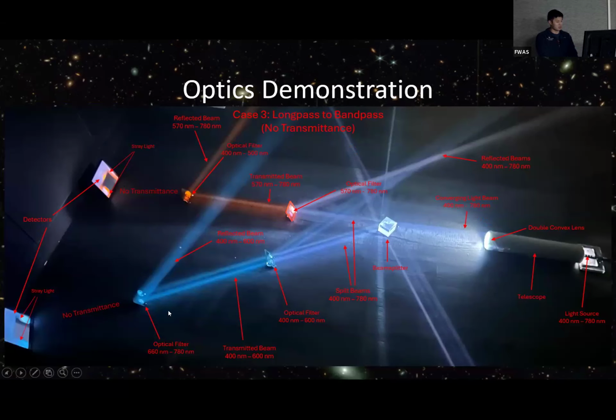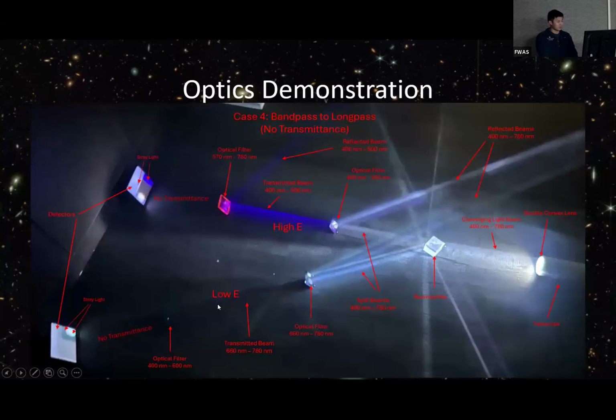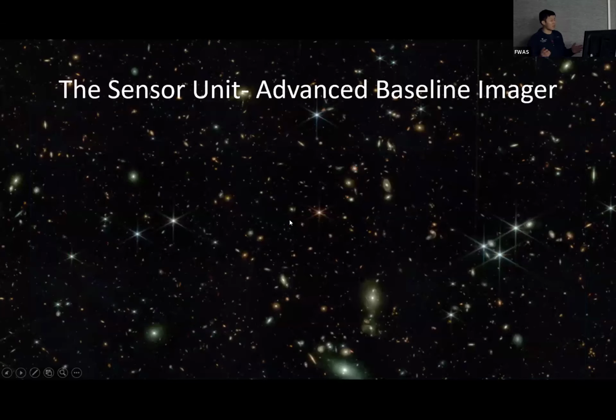And the opposite is true as well. This basically shows that if you mix up the orders, you can block light. 400 to 500, and then this is 570 to 780. There's a mismatch, so no transmittance. So we've gone through the basic elements of that. That leads us into the Advanced Baseline Imager. It's good to have that foundation first.